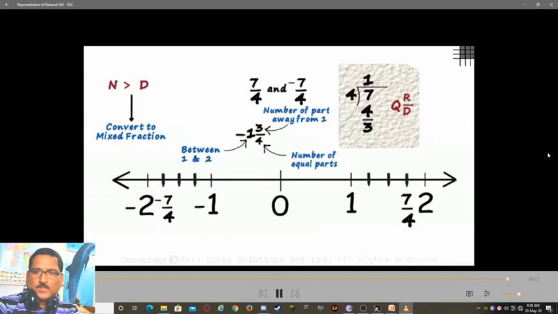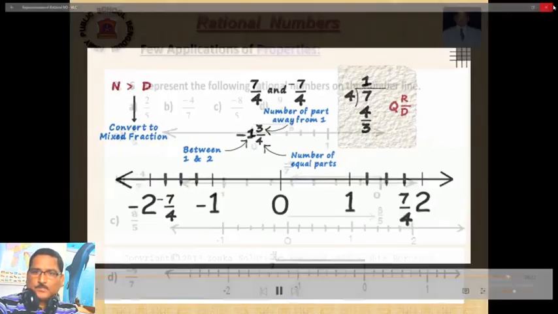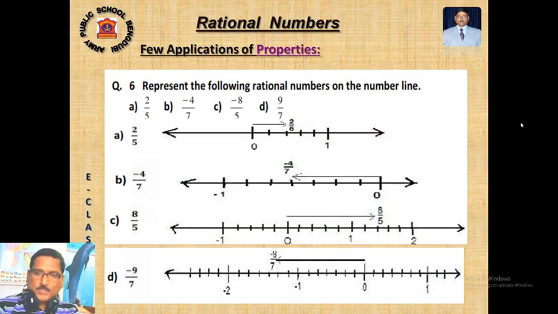With that, we are done with the topic of plotting positive and negative rational numbers. Please practice. I think it has cleared your idea.